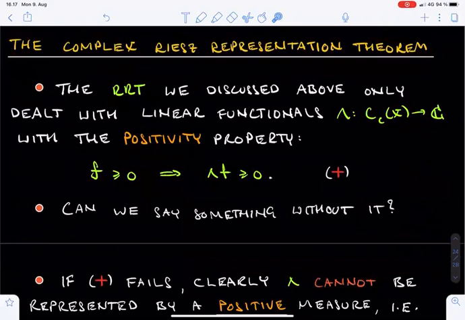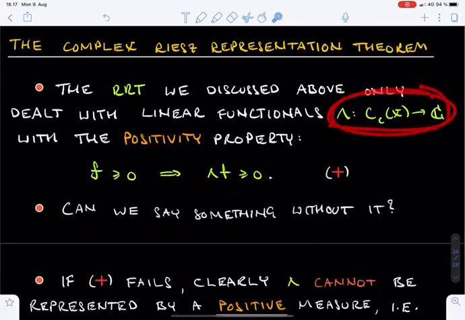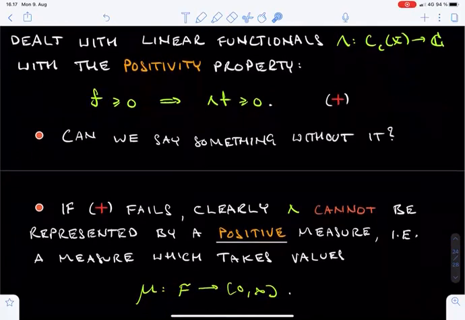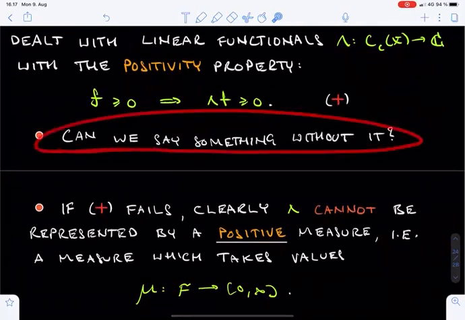The positive Riesz representation theorem only dealt with and characterized linear functionals lambda on the space Cc of x, which had the additional property of being positive. If f is a non-negative function, then lambda of f is a non-negative real number. What can we say if lambda fails this assumption?